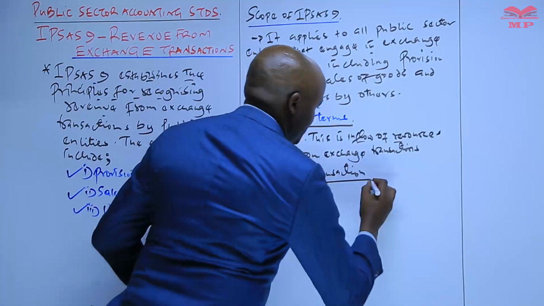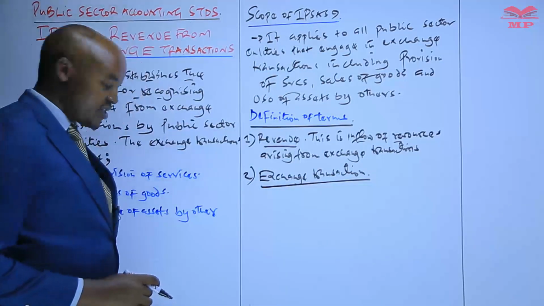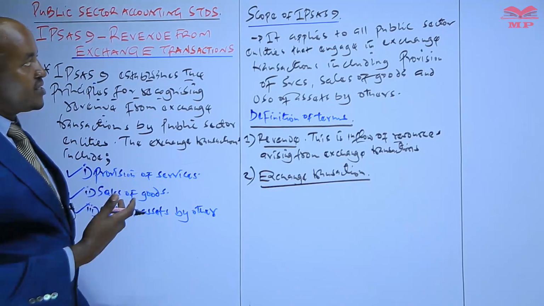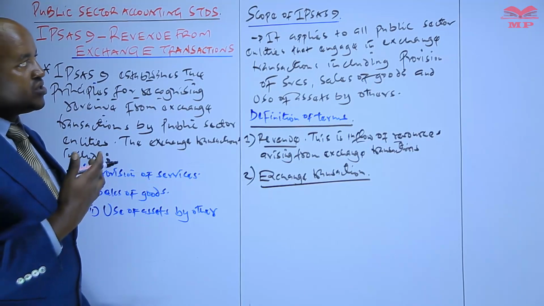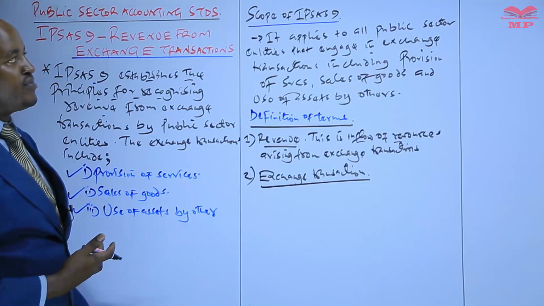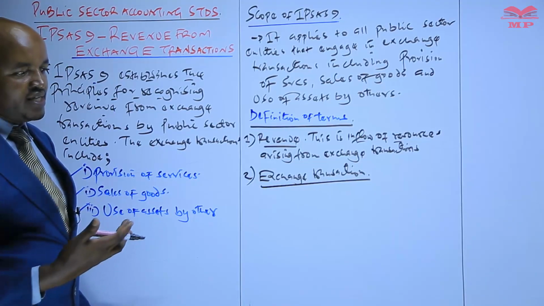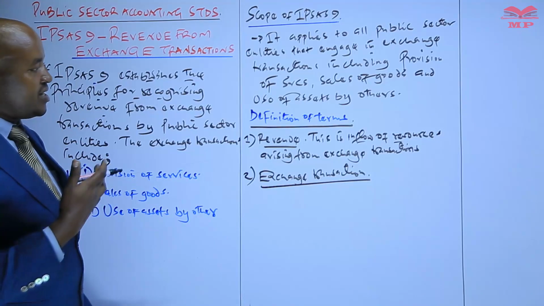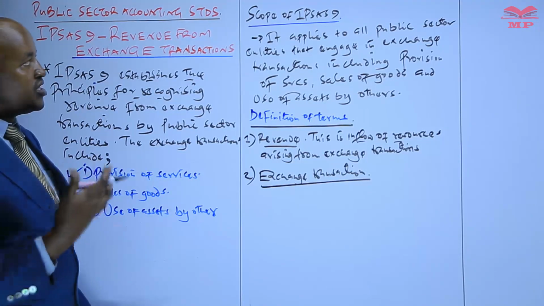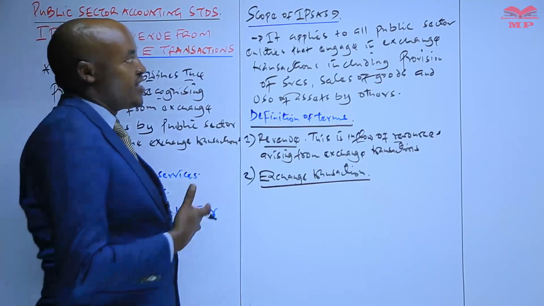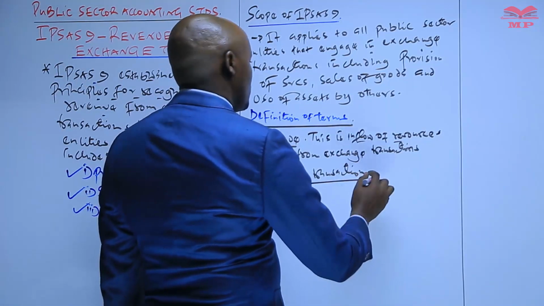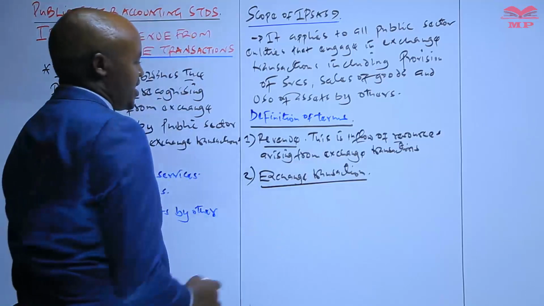What is an exchange transaction? An exchange transaction, in very simple terms, is basically a transaction whereby a public sector entity will do what? Will give some resources to another entity, and the other entity, or basically the other party, gives some resources which are equal to, or equal in value, in exchange.